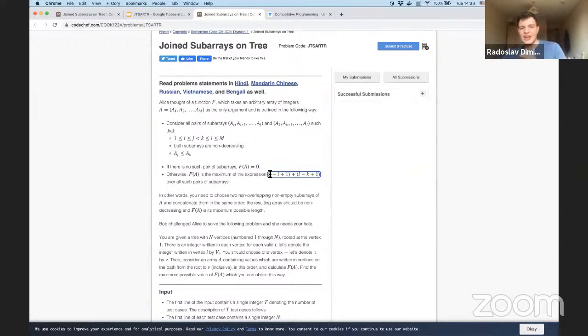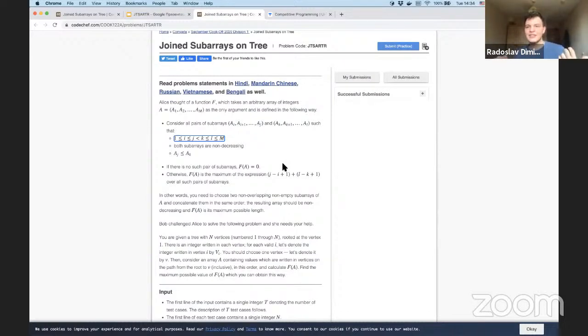But here you can notice that the first term is the length of the first subarray, while the second one is the length of the second subarray. So we want to choose two subarrays such that their concatenation is non-decreasing, and the value will be the sum of the two lengths, or in other words, the total number of elements we chose. We are still in the definition of f of this array A. So f of A is the maximal weight over every possible choice of two subarrays.